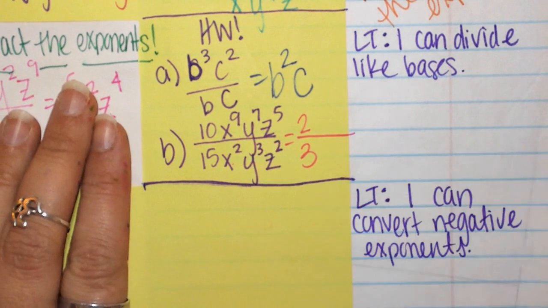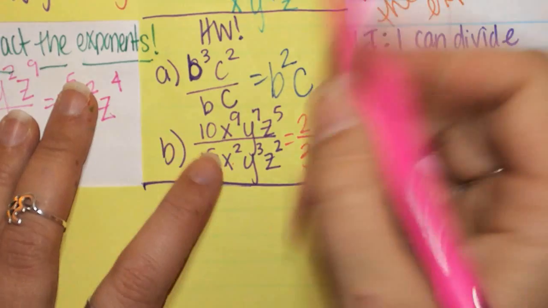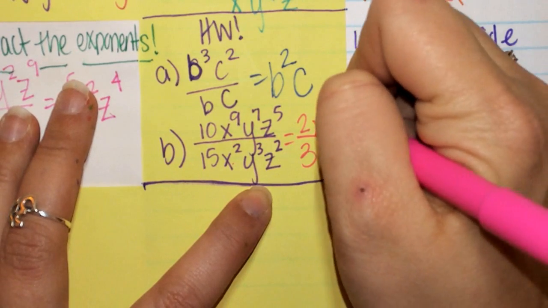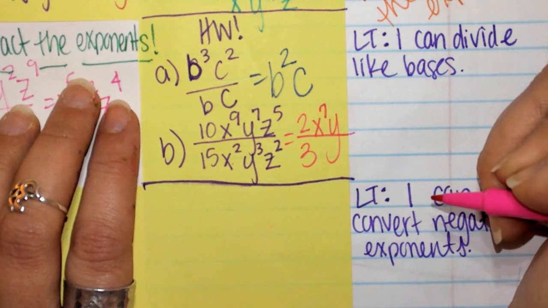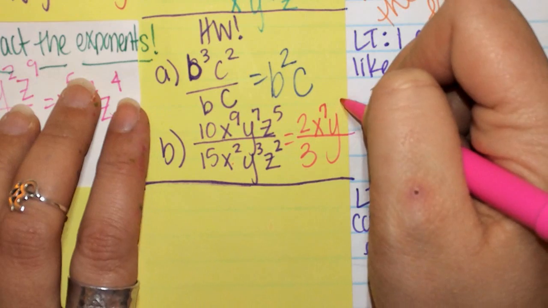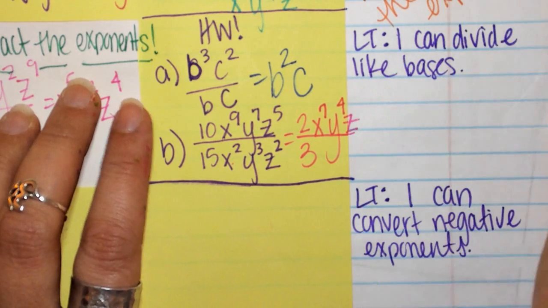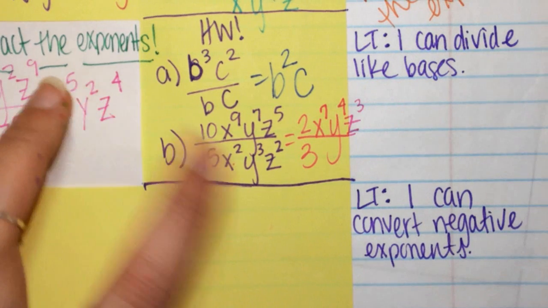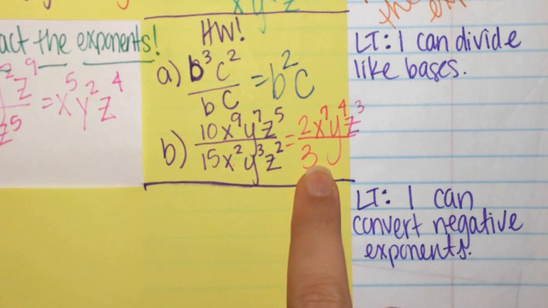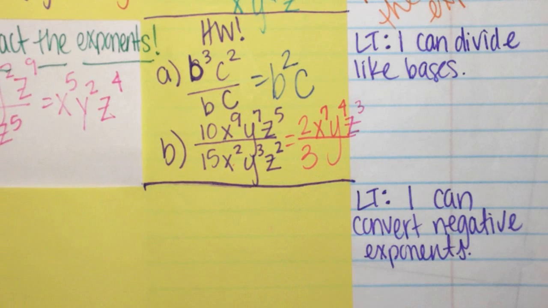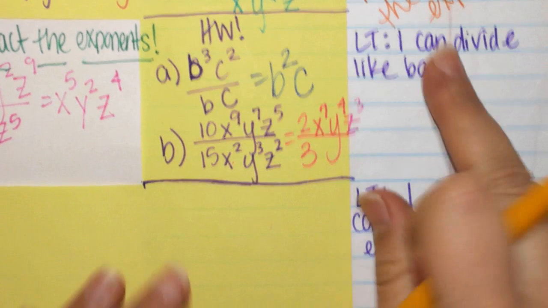All right, now when we divide like bases, what do we do to the exponents? Subtract them. So what is 9 minus 2? 7. All right, what are we going to do with the y's? Subtract the exponents. So it's 7 minus 3. 4. And what's 5 minus 2? 3. So how would we say that? 2x to the 7th power, y to the 4th, z to the 3rd. Z cubed, divided by 3. Do we ever say over? No. Fantastic.